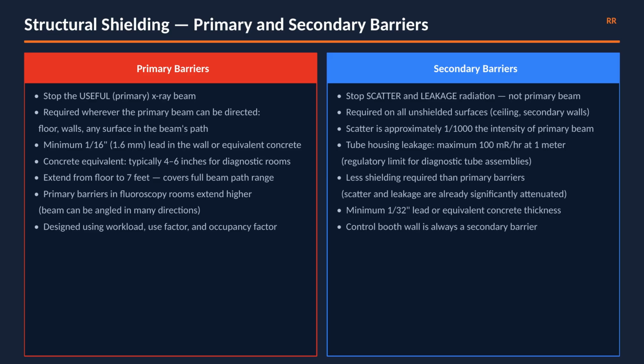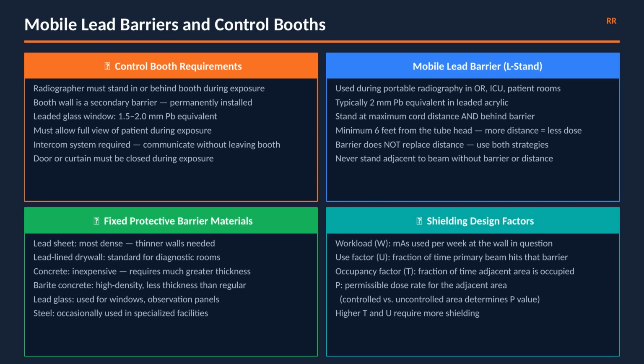Shielding design calculations must be performed by a qualified medical physicist based on workload, use factor, and occupancy factor. Never guess. The control booth protects the radiographer during every exposure. The wall is a permanent secondary barrier. The leaded glass window allows full patient visibility.